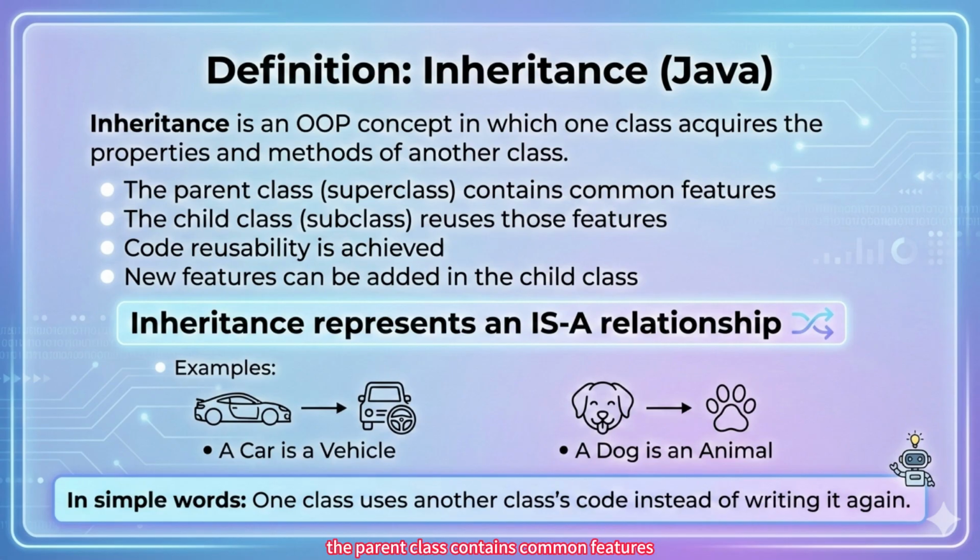The parent class contains common features. The child class reuses those features instead of writing the same code again. Because of this, we achieve something very important called code reusability. Also, the child class can add new features on top of the parent class. Inheritance represents an is-a relationship. That means a dog is an animal. A car is a vehicle. This makes our program closer to real life and easier to understand. In simple words, one class uses another class's code instead of writing it again.